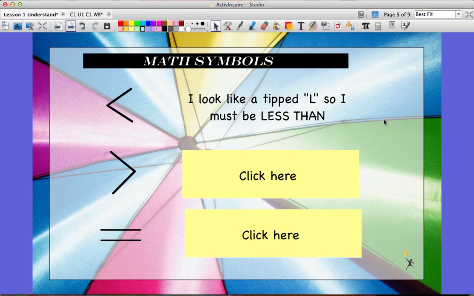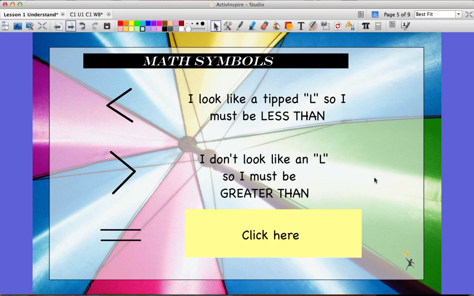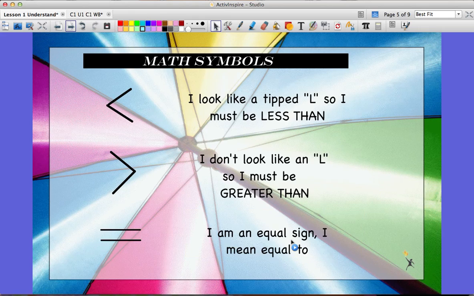In the other case, if it doesn't look like a tipped L because it's backwards, then it has to be the greater than sign. So if it has a tipped L shape to it, it's less than. If it's the opposite of a tipped L shape, it has to be greater than. And we all know this last one down at the bottom. This is the equal sign. I mean equal to. So whatever I put this in between means that whatever's on the left and whatever is on the right have to be equal.